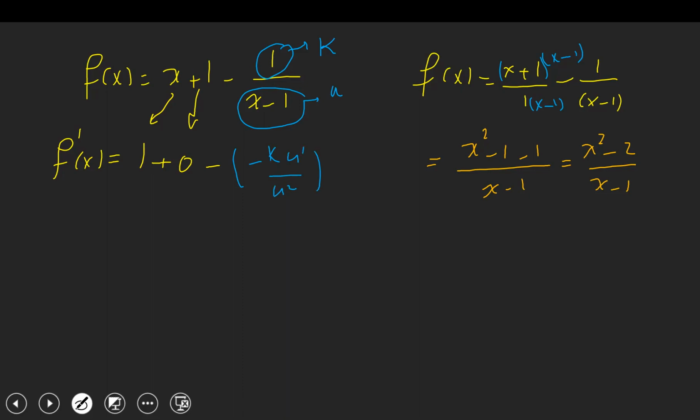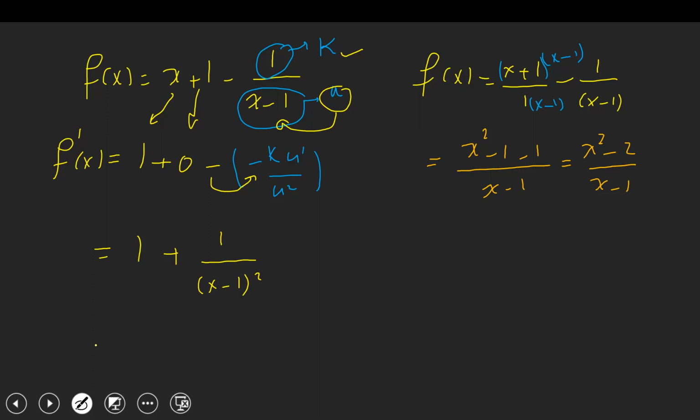So what do we get in this case? Let's see. 1 plus 0 is 1. Minus multiplied by minus is plus. K is 1. U prime, which is the derivative of this, is also 1. So we get 1. And down we get u squared. This is u squared. It's x minus 1 squared. This is the answer.